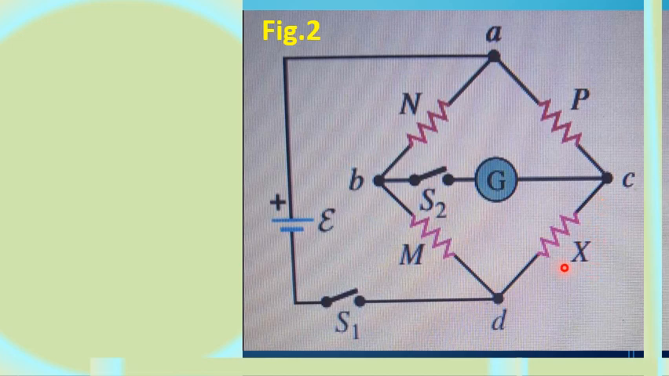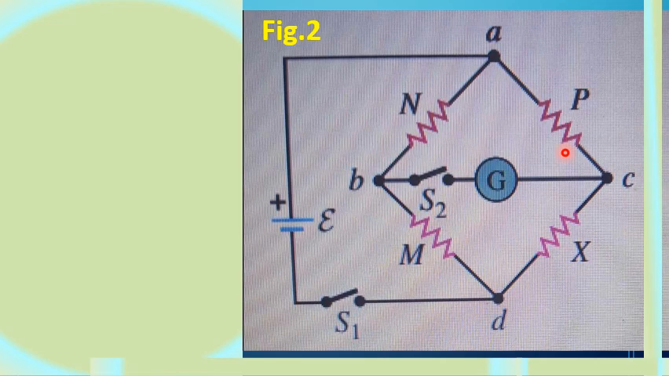And the resistances labeled M and N are actually known resistances. And resistance P is a variable or adjustable resistor.